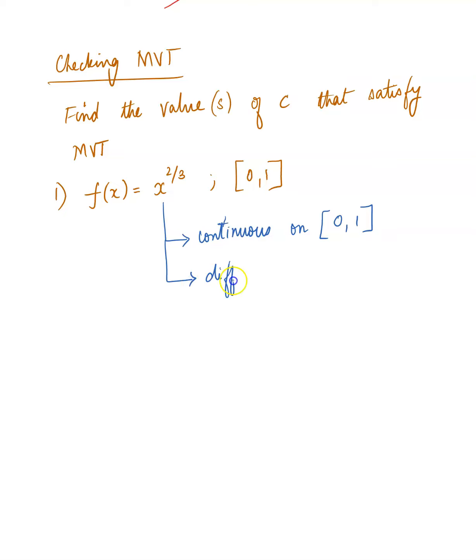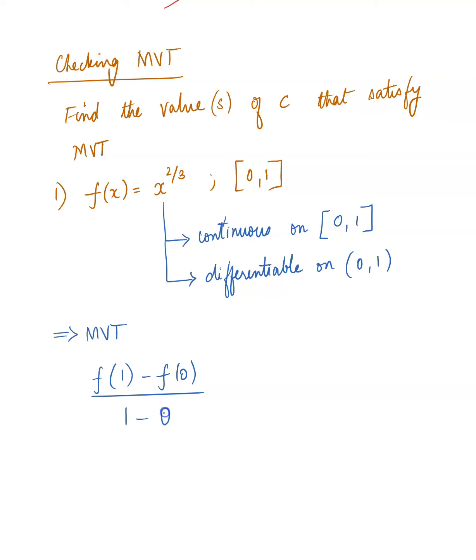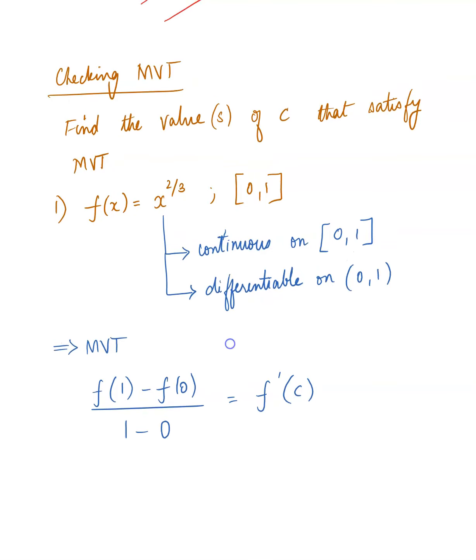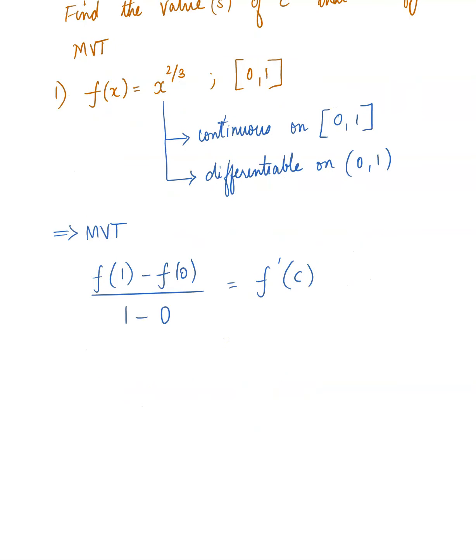Is it differentiable? Again, if you look at the graph of this on your graphing calculator, you will see that it's a smooth graph, so it's differentiable on the interior of 0 to 1. So this implies we could use MVT. MVT implies that f of 1 minus f of 0 over 1 minus 0, the secant line that connects the 0 and the 1 points, will be the same as f prime of c. Okay. So we need to now find these individual values and then we are ready to plug them in.